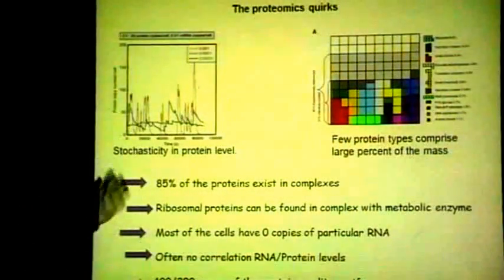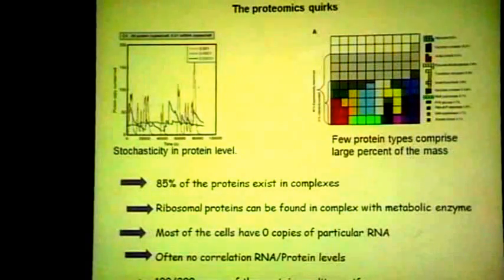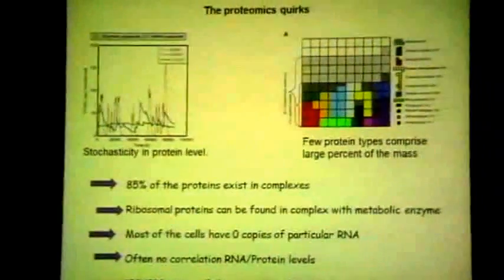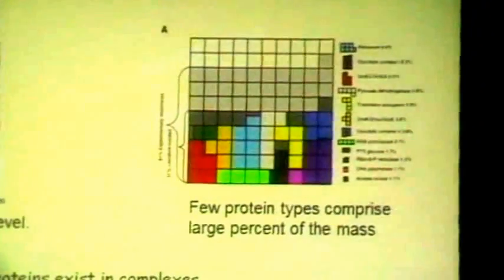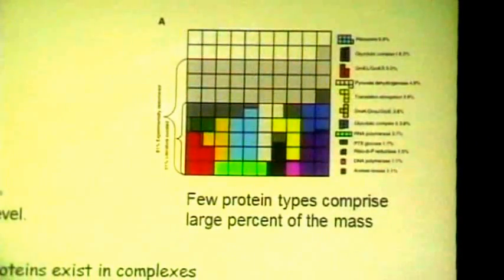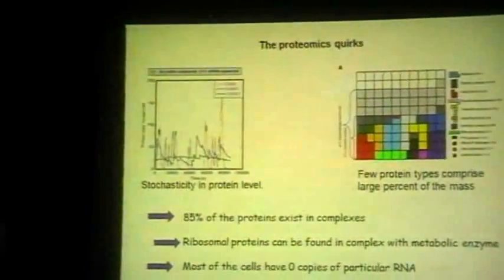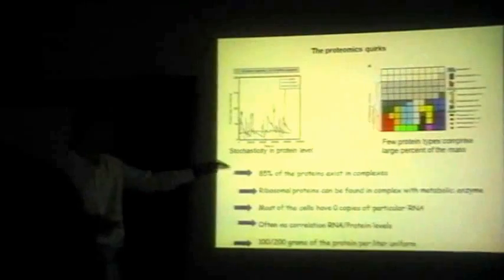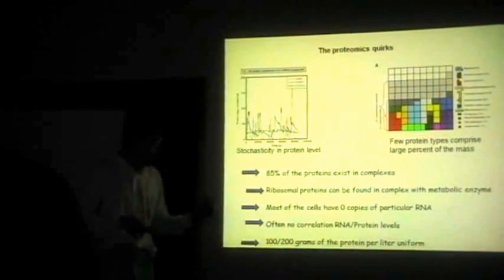And also, you may already know that none of the proteins performs its function alone. Most of the proteins can be found in complexes. Also, very interesting, ribosomal proteins can be found in complex with metabolic enzymes. This is not really surprising and is very logical, because when the cell grows, up to 7% of the energy can go into protein synthesis. So it is not surprising that you have crosstalk between protein synthesis and metabolism.